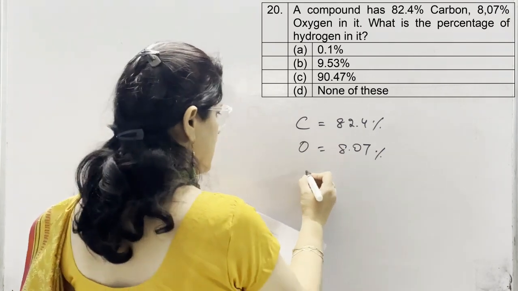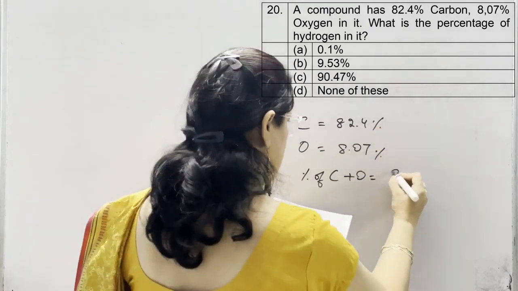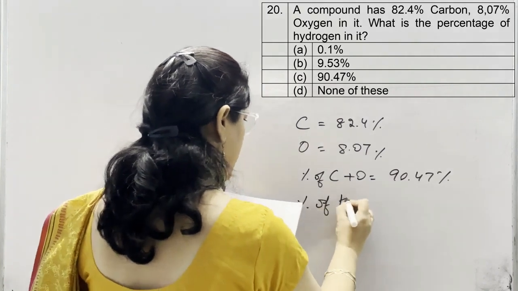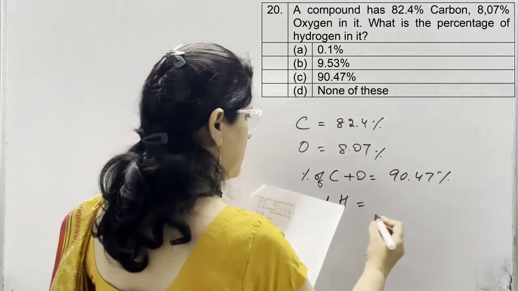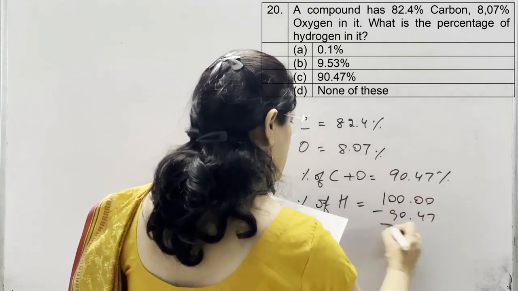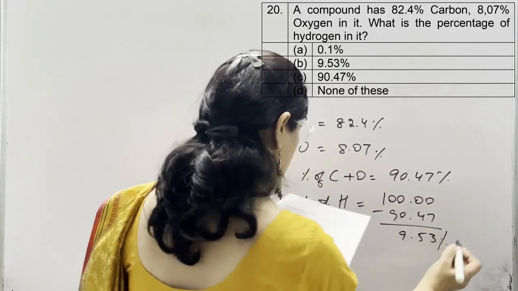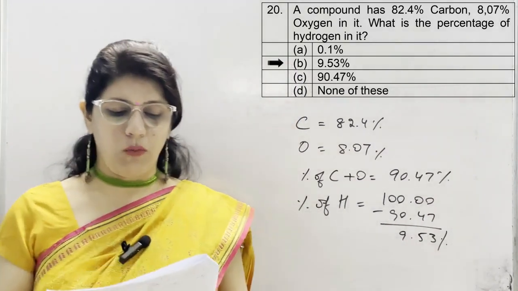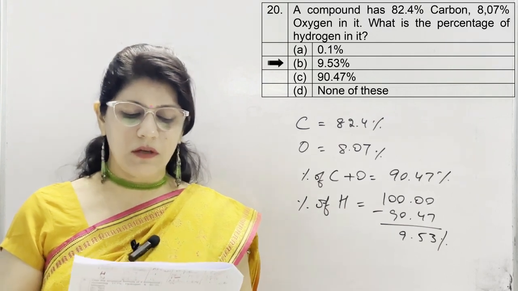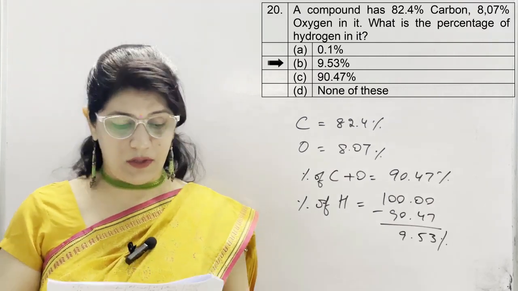So the percentage of carbon and oxygen, we add these two and the answer comes out to be 90.47%. So the percentage of the third, hydrogen, which is not given in the question, is 100 minus 90.47%. So after calculation, the answer comes out to be 9.53%. Options given are A 0.1%, B is 9.53%, C is 90.47%, and D is none of these. So the correct option is B, which is 9.53%.